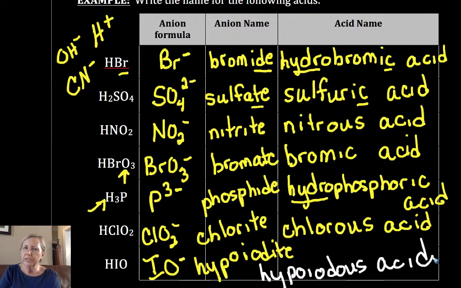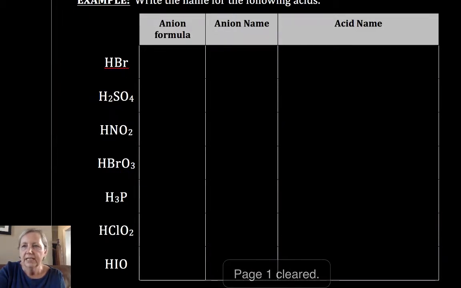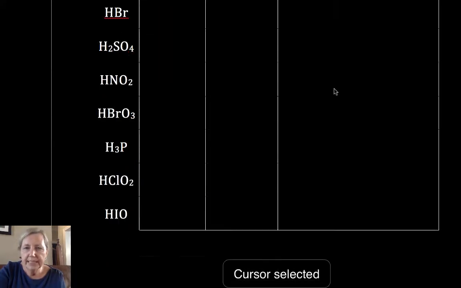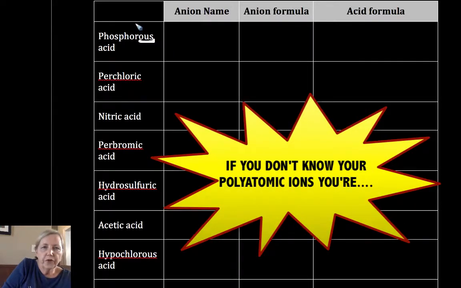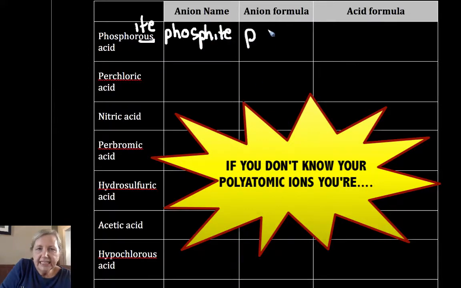Okay, so hopefully you're seeing that pattern pretty clearly. It takes a lot of practice to get these down very well. So now let's go in the opposite direction. How do you get the acid formula from the acid name? So if I've got ous, it must have come from ite, so I must have the phosphite ion.